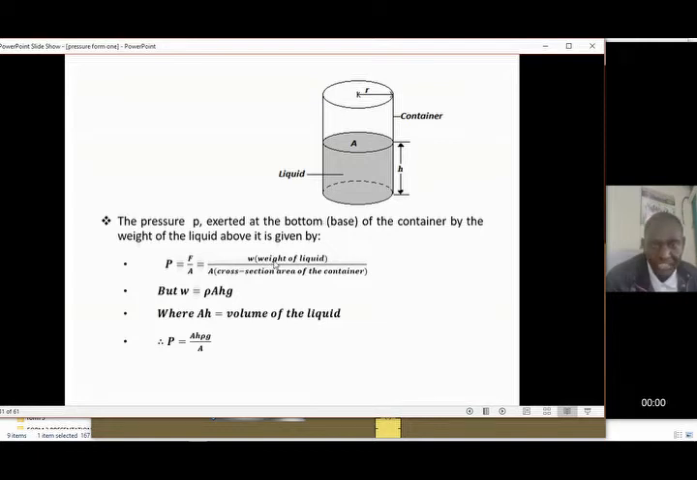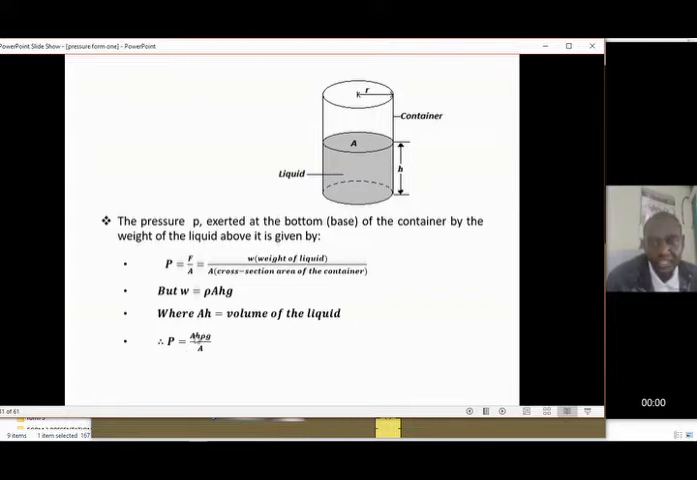I want you to understand this well. Ah is volume, cross-sectional area times height. If you have to get mass, it's density times volume. So you have volume as Ah multiplied by density to get the mass of the water, then multiplied by g to get the weight of the liquid, where Ah is the volume of the liquid.